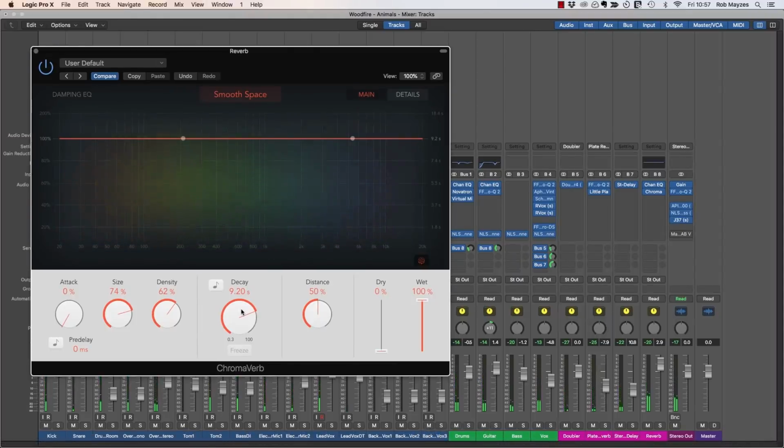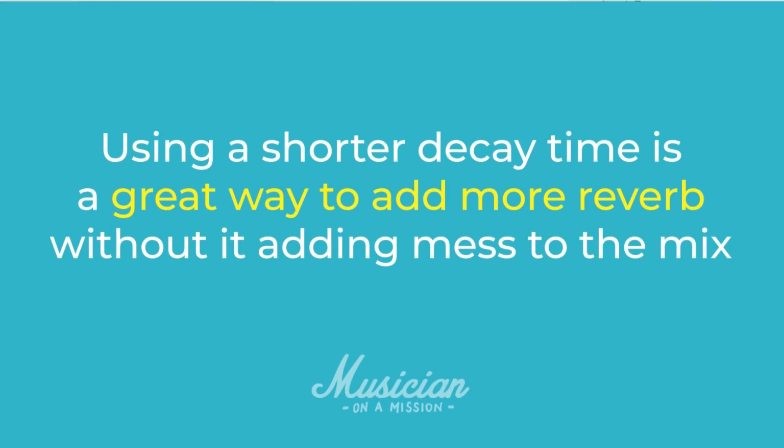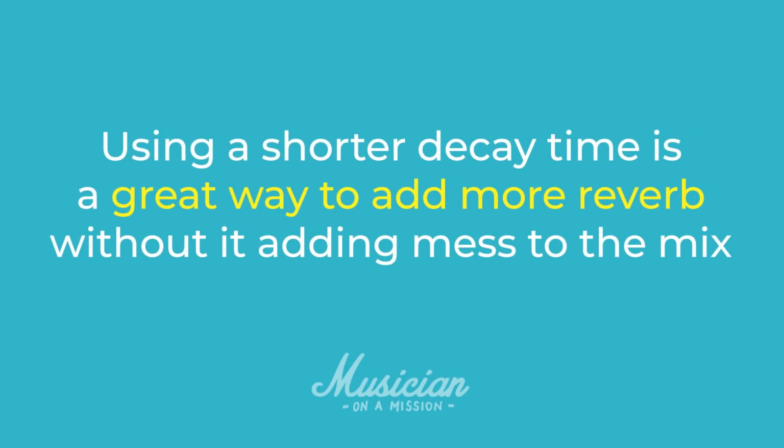We just suddenly get all this noise that's just clogging up the mix, and we really don't need it. And even at shorter decay times of 3-4 seconds, it's often still too much. Generally, I tend to start below 2 seconds. I rarely go above 2 seconds. Of course, if you've got a slower track, then you can go slower. If you've got a faster track, you need to be faster. But using a shorter decay time is a great way to add more reverb if you want it without adding mess to the mix.